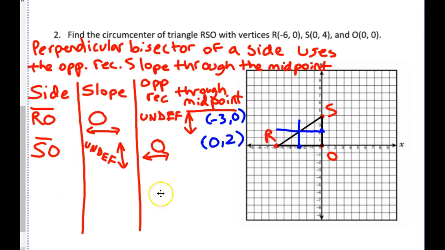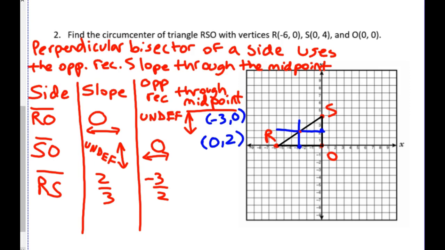So real quick, RS is my last side. The slope is going up 2 over 3, up 2 over 3. So 2/3. What's the opposite of 2/3? -3 over 2. And I need to find the midpoint of RS. So RS is horizontally 6 units. So half of 6 is 3. Go straight up. Put a point right there.